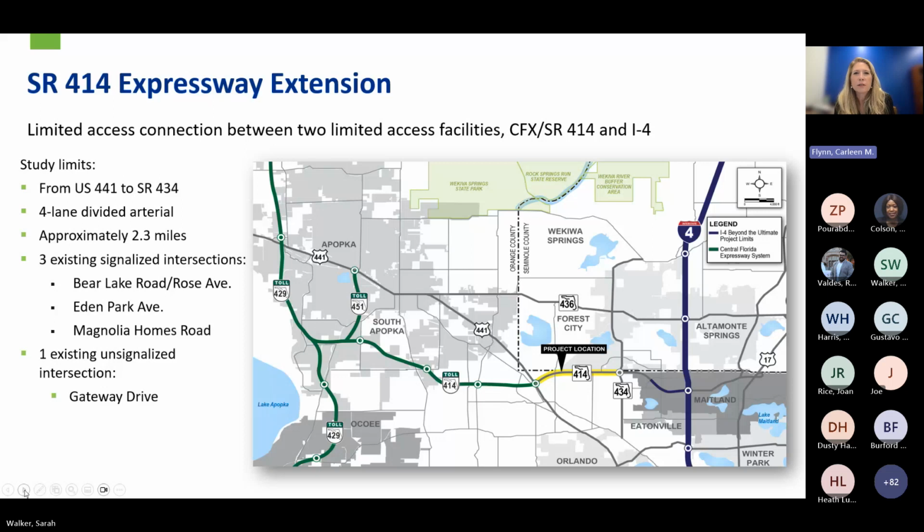There's 3 signalized intersections in there, and it's quite the bottleneck during the peak hours when you've got expressway traffic coming back down to arterial speed, hitting a bunch of signals, and then trying to beat their way over to I-4. So that was the project highlighted in yellow that we were considering. Next slide.